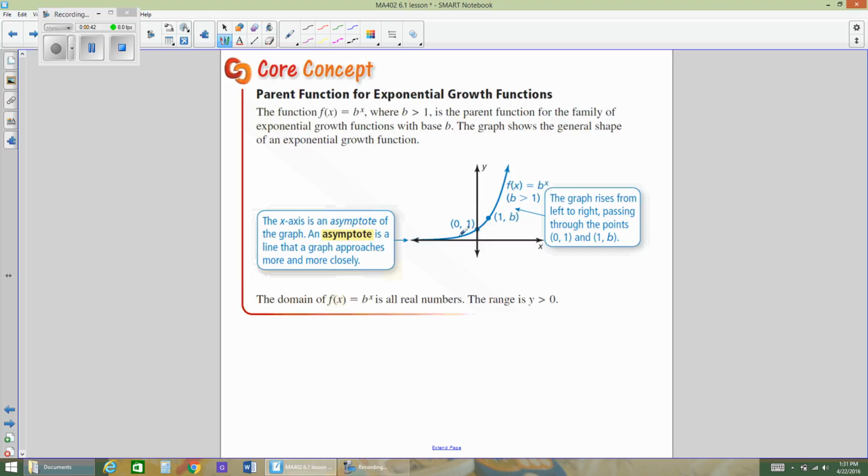Remember, an asymptote is a line that we get really close to, but we do not cross. The graph is going to have the point (0, 1), and also the point (1, b). Remember, b is the base. Okay, it says the graph rises from left to right, passing through these points. Our domain is all real numbers. Our range is greater than 0. Y is greater than 0.